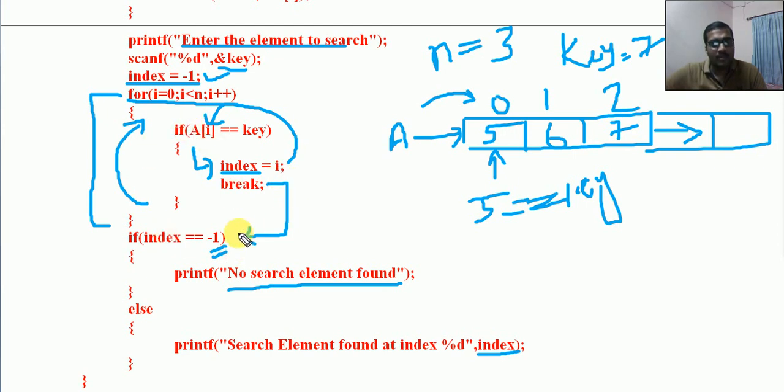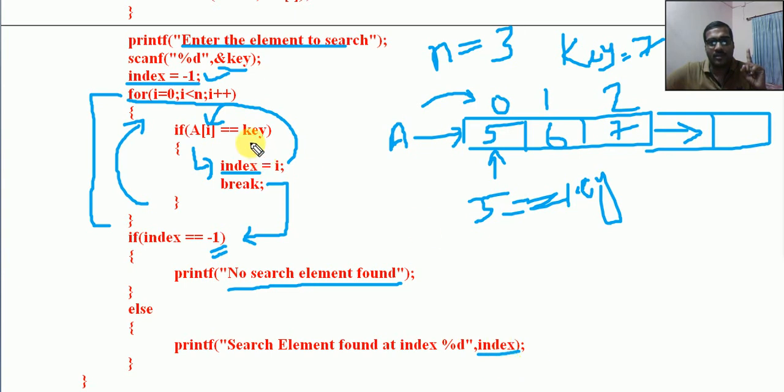Then depending on the index value, if it has the same initial value of -1, no element is found. If it has a different value than that, the element is found at the index location, and that I value assigned to index is to be printed here.